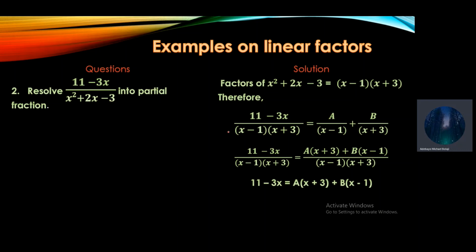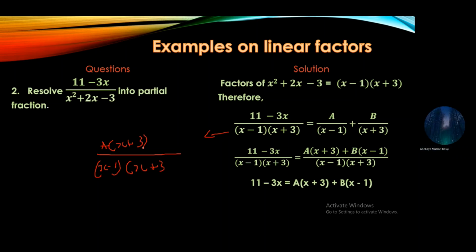For those who might not understand what happened there, we found the LCM of x minus 1 and x plus 3, which is x minus 1 into bracket x plus 3. Using this to divide, a will give a into x plus 3 plus b into x minus 1. Is that okay? That's how we got this.